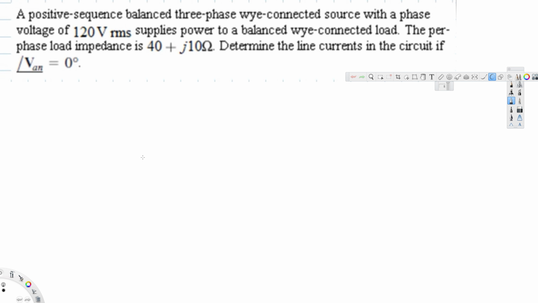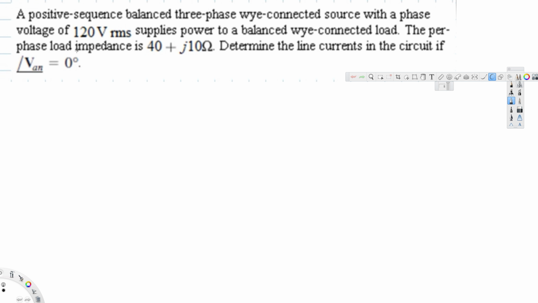Guys, in this video we are going to see an example of a three-phase circuit. Now let's look at this problem right here. This question is asking: a positive sequence balanced three-phase Y-connected source with a phase voltage of 120 VRMS supplies power to a balanced Y-connected load. The per phase load impedance is 40 + j10 ohms. Determine the line currents in the circuit if VAN is equal to 120 at 0 degrees.